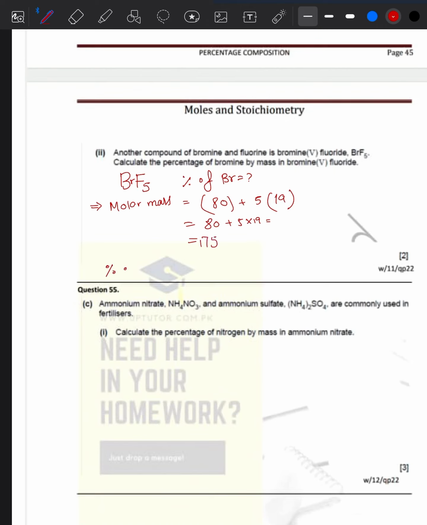As we have to find out the percentage of bromine, what is the mass of bromine? Mass of bromine is 80. What is the total mass? That is 175, and then we multiply it with 100. So it will be 80 divided by 175 multiplied by 100. So this gave us 45.7%. So it means that in bromine fluoride BrF5 we have 45% bromine, and the remaining is fluorine.